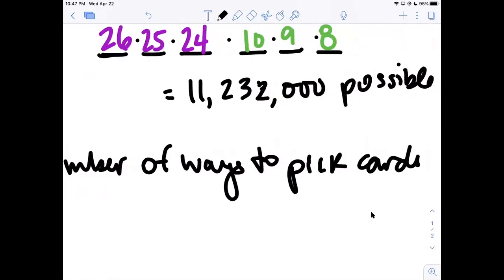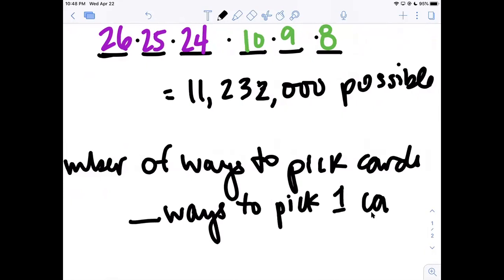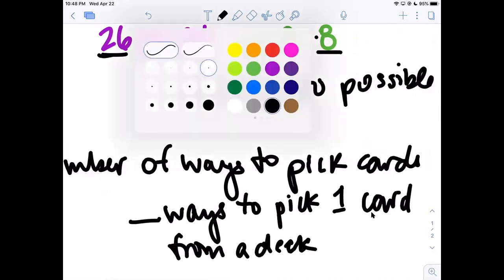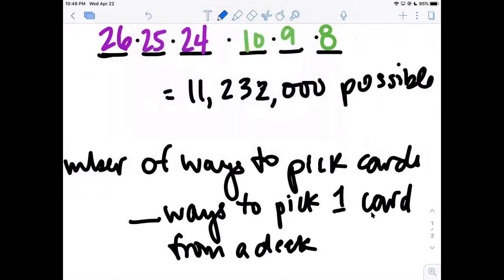So first, how many ways can you pick one card from 52? Blank ways to pick one card from a deck. Even if you're not a card shark, you should know that there are a total of 52 cards. So there are 52 ways that we can pick one card from a deck of 52 cards.